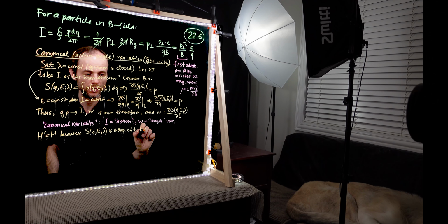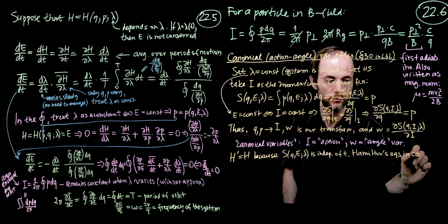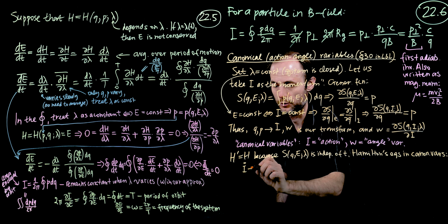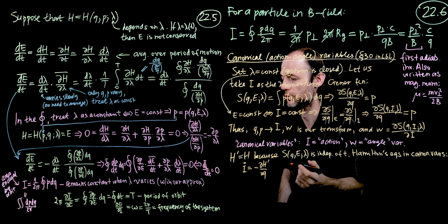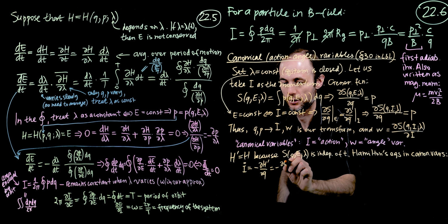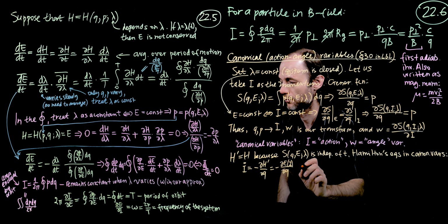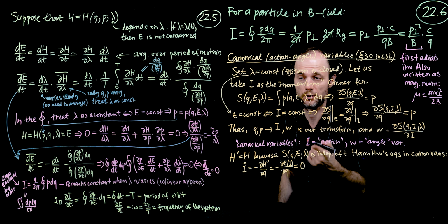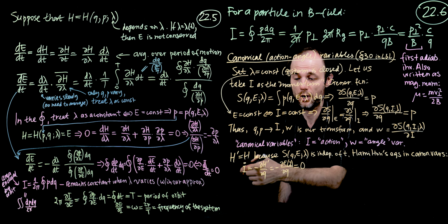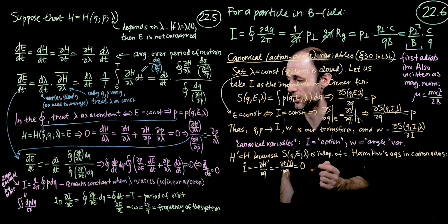Thus we can write down Hamilton's equations in canonical variables. I dot is equal to minus dH prime/dq, or dH/dq because H is equal to H prime, is equal to minus dE/dq. And because E only depends on I, therefore we have shown that our adiabatic invariant is indeed going to be invariant. It doesn't change in time.